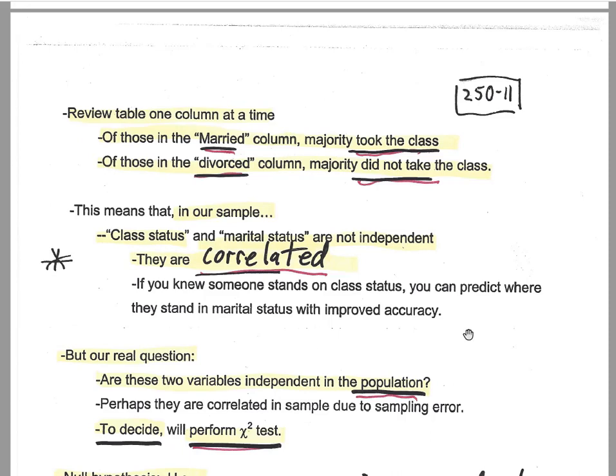I make that point here in the middle of 250-11. Our real question is this: are these two variables independent in the population? What we really care about is, if we could do this study with everybody in the population of individuals that took the marriage prep class, would we still find a relationship between them as we did in this sample? Maybe these two variables are correlated in our sample merely due to sampling error. In order to decide which is which, we're going to do the chi-square test.